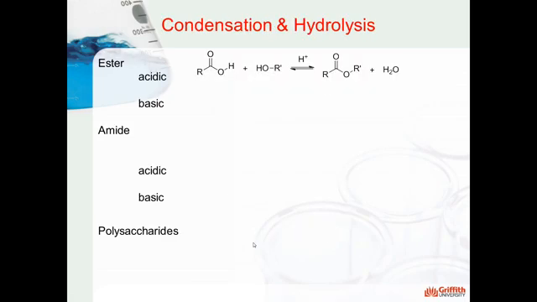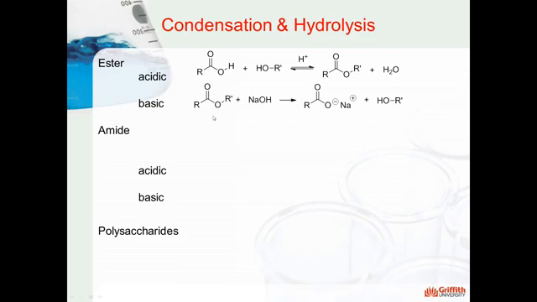And the final category are condensation and hydrolysis reactions. An ester can be formed through the reaction of a carboxylic acid and an alcohol. Under acidic conditions, this will form an ester plus water. So this is a condensation reaction from left to right. The reverse of this is a hydrolysis reaction, where the ester is hydrolyzed with water to form a carboxylic acid and an alcohol.